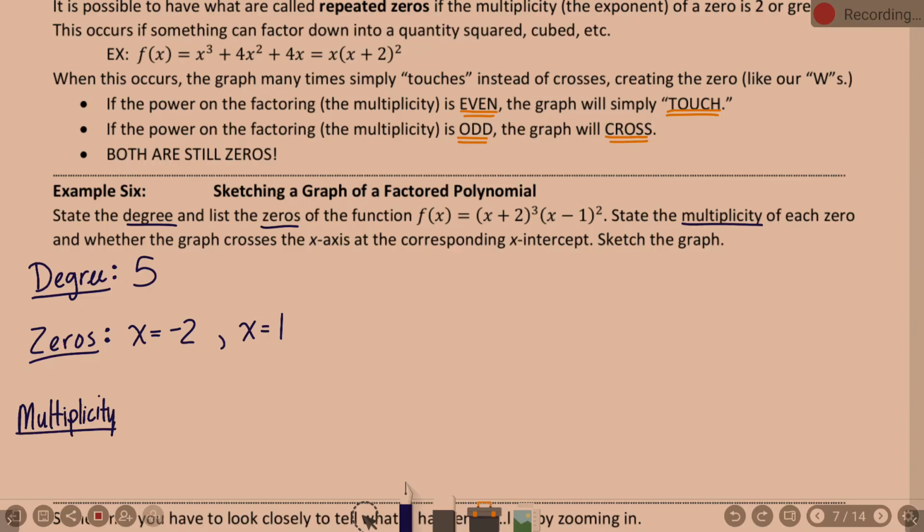Okay, multiplicity. Go back up top somewhere. Yeah, oh, there we go. Well, I know the word multiplicity is up here somewhere.